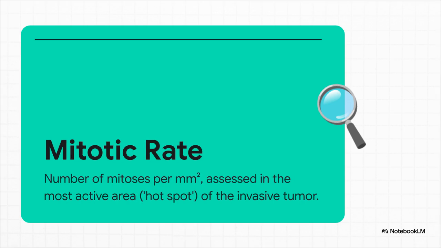Another massive prognostic factor is the mitotic rate. So what you do is you find the dermal hotspot, that's the area with the most action, and you count the mitoses in 1 square millimeter.